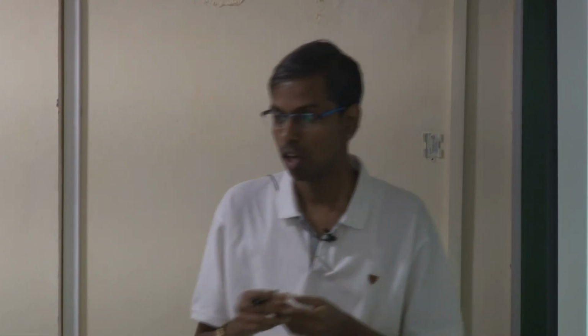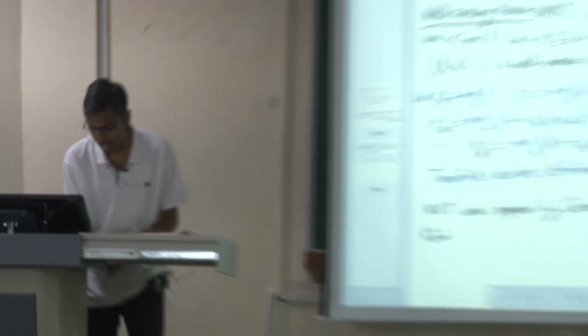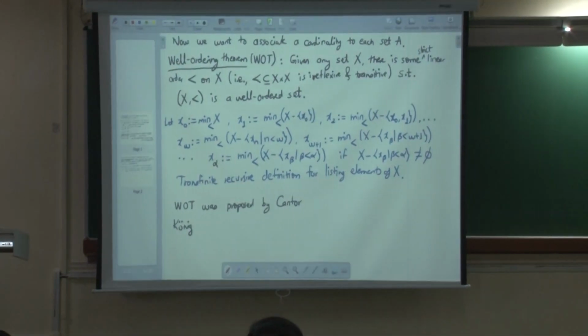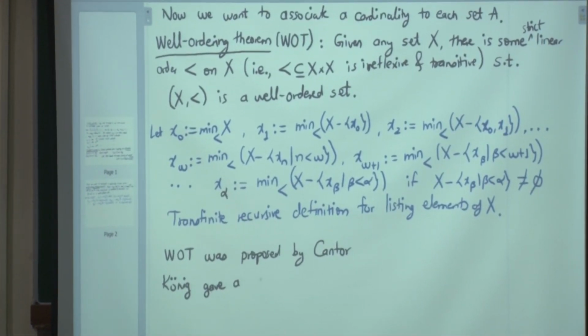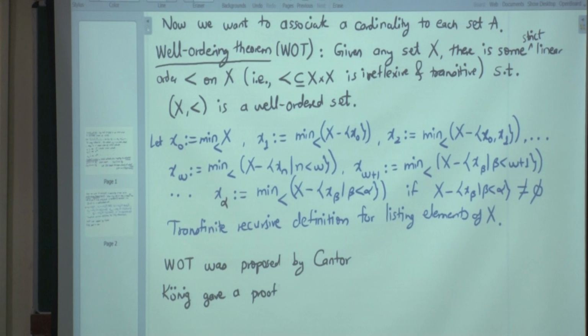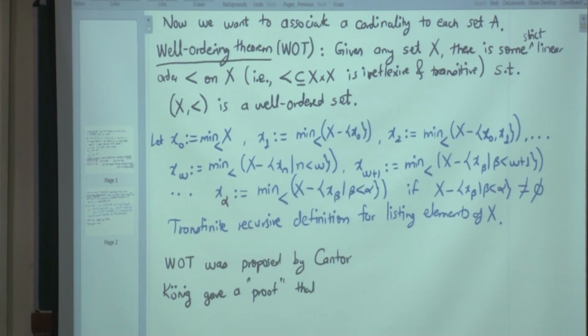So therefore, Koenig, this was before 1900. So Koenig, a Hungarian mathematician, gave a proof that reals cannot be listed. This was around 1904. Yeah, reals cannot be listed.